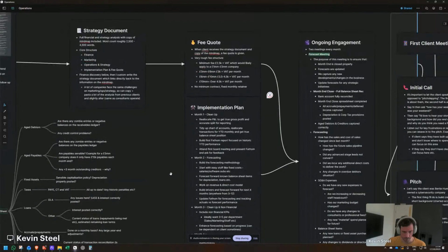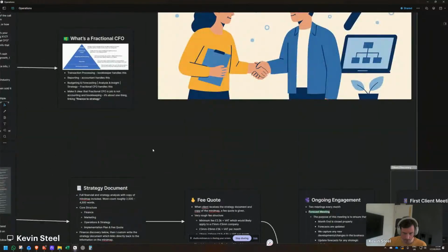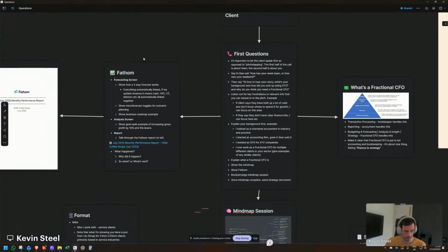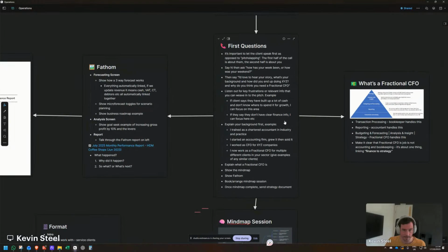And before I come on and show you the implementation plan, I want to show you Fathom. This is what I will actually show the client live on this first 30-minute call. When I'm doing my little pitch in the second half, Fathom is really good because it can be used almost like a sales tool.